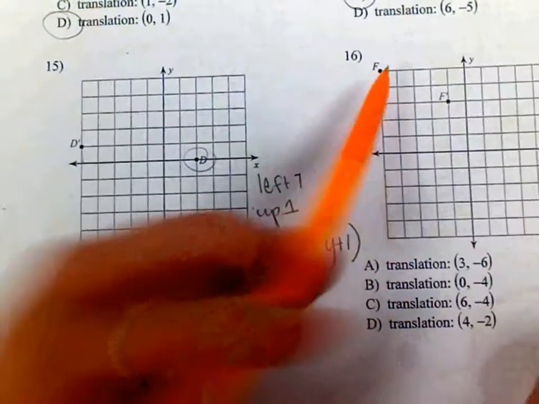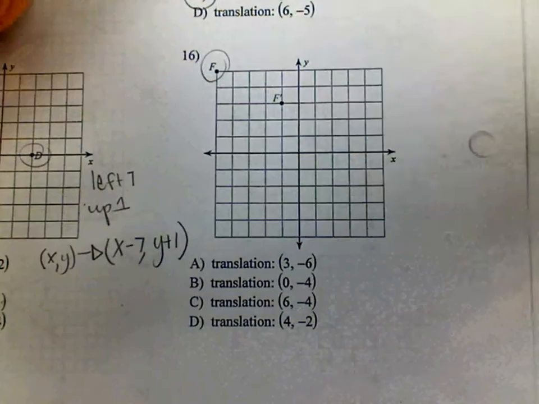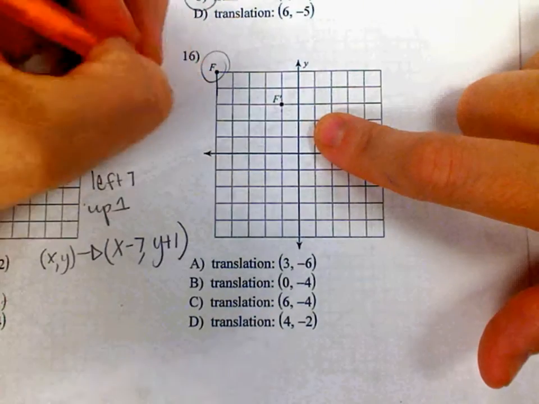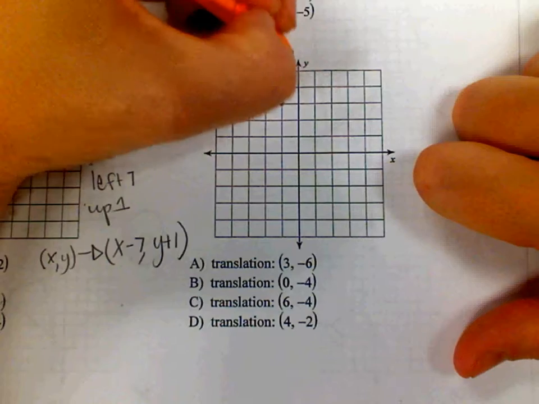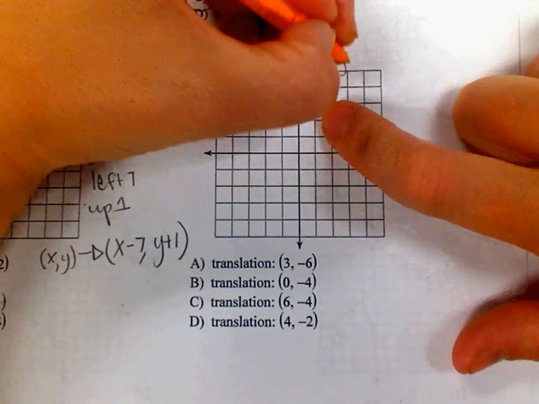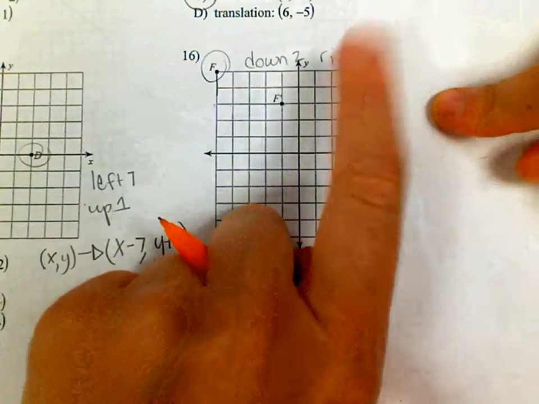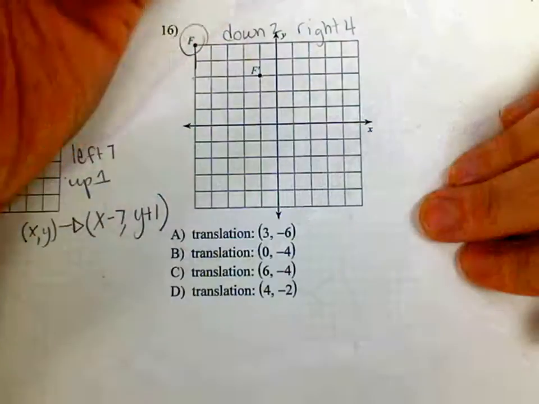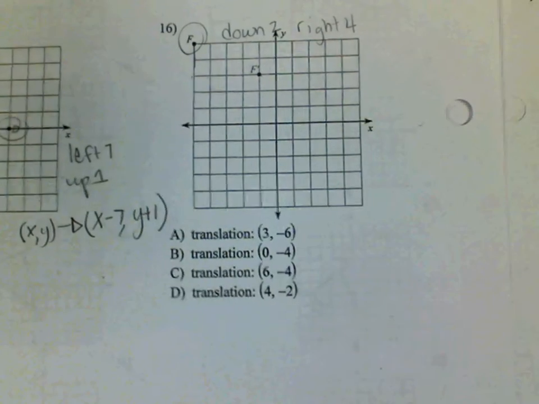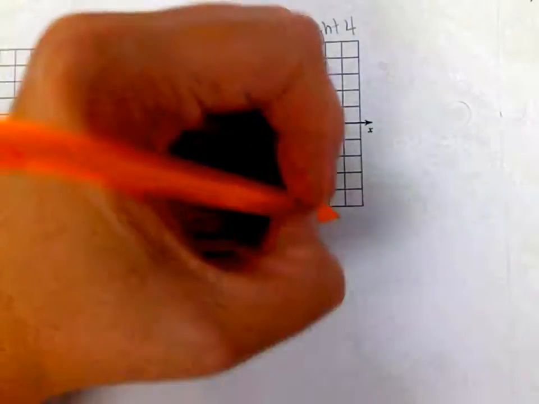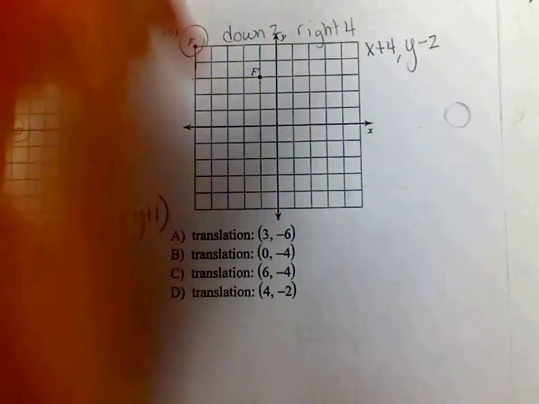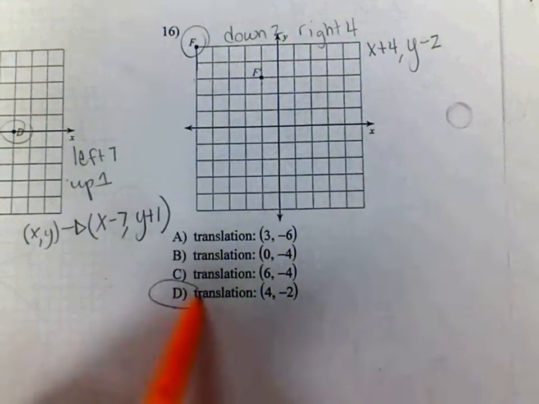Okay? For 16, this is our pre-image. This is our image. So we went down 2, and then right 4. So the right 4, that's our x. So since it's the x-axis is the one that goes left and right. Okay, so right 4 can be written as x plus 4. Down 2 can be written as y minus 2. That matches up with D.